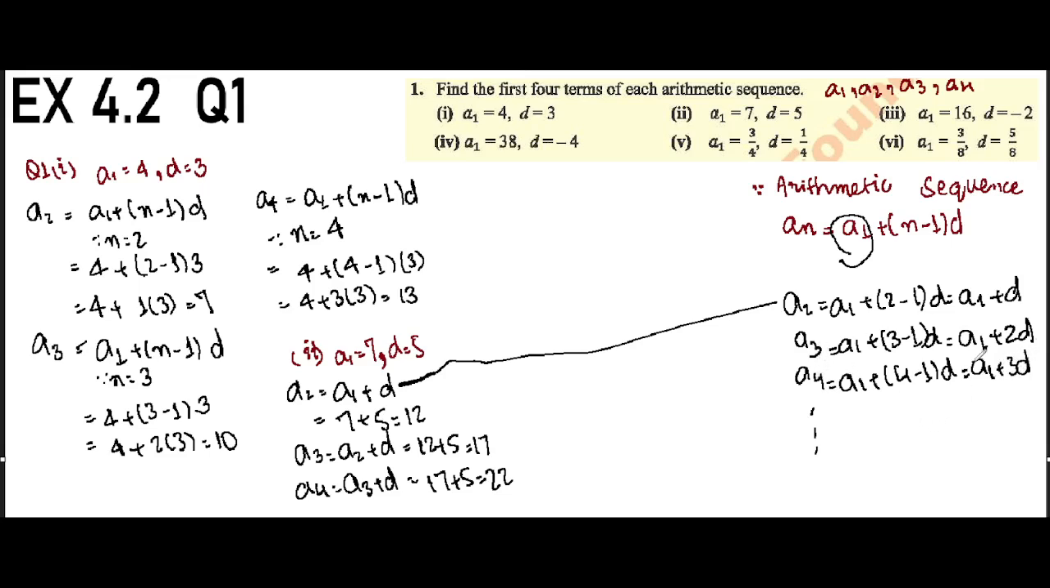Now as we see, all of these, A2 equals A1 plus D, A3 equals A1 plus 2D, A4 equals A1 plus 3D, all of them have A1 plus the number written over here minus 1 into D. So 4 minus 1, 3D. So what will be A5? A5 equals A1 plus 4D. What will be A10? It is equal to A1 plus 9D. What will be A100? It will be equal to A1 plus 99D.